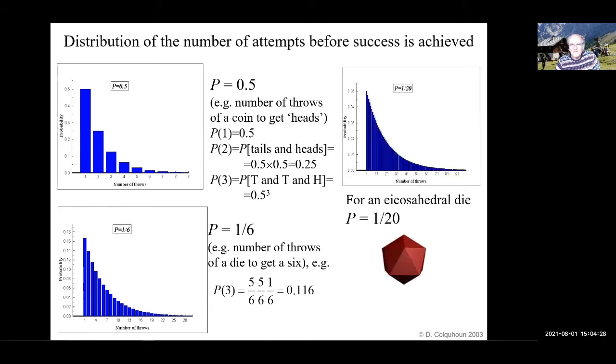If you had an icosahedral die with a probability of 1/20th of getting any particular specified outcome, then the curve would look like that. Each bin would be 19/20 of the previous height, and you can see without doing the math that it's approaching an exponential shape curve.